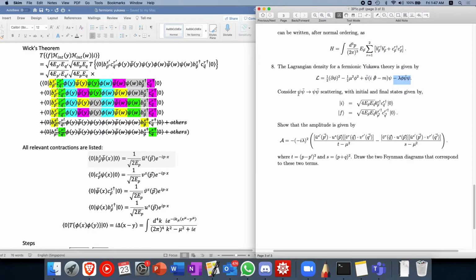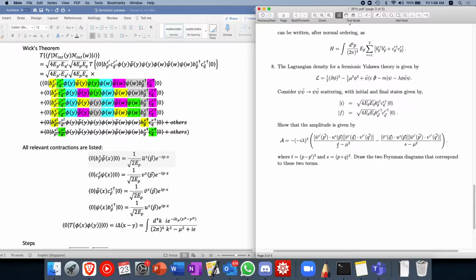Then we consider a scattering of an electron and an anti-electron, an electron and a positron, with the final and initial states written below here. And we need to show that the amplitude of the scattering is given by this. So how do we go about doing this?